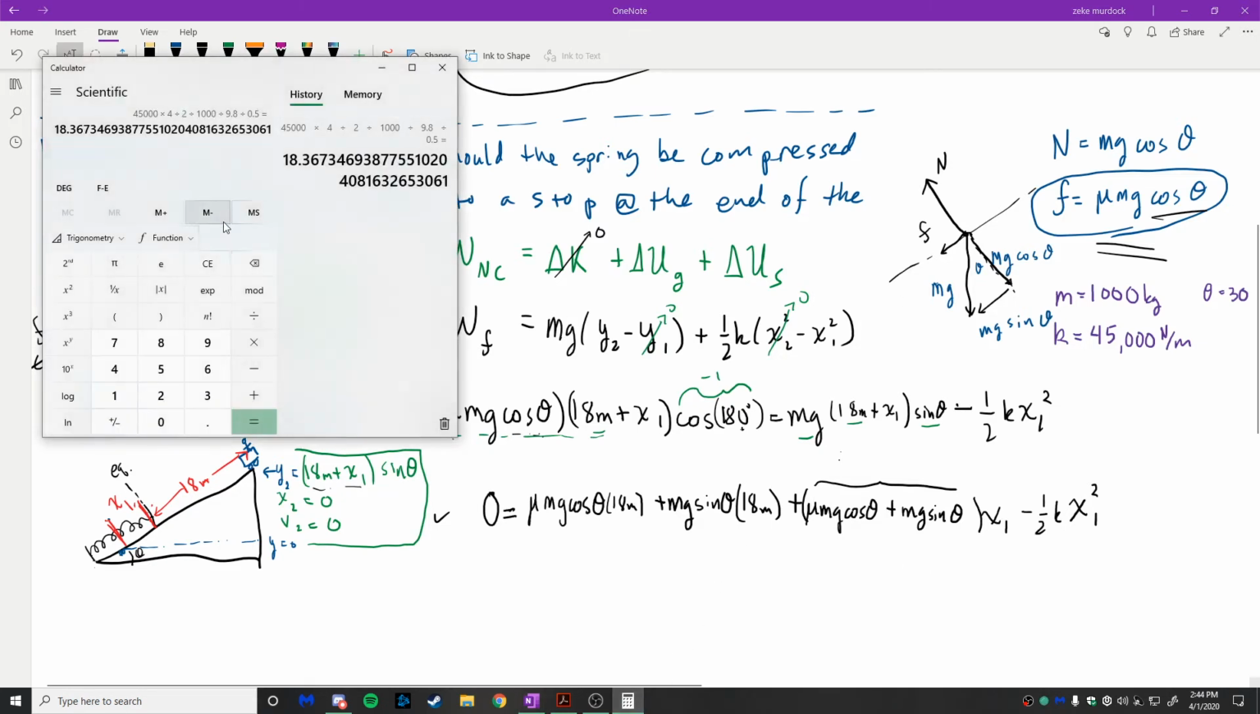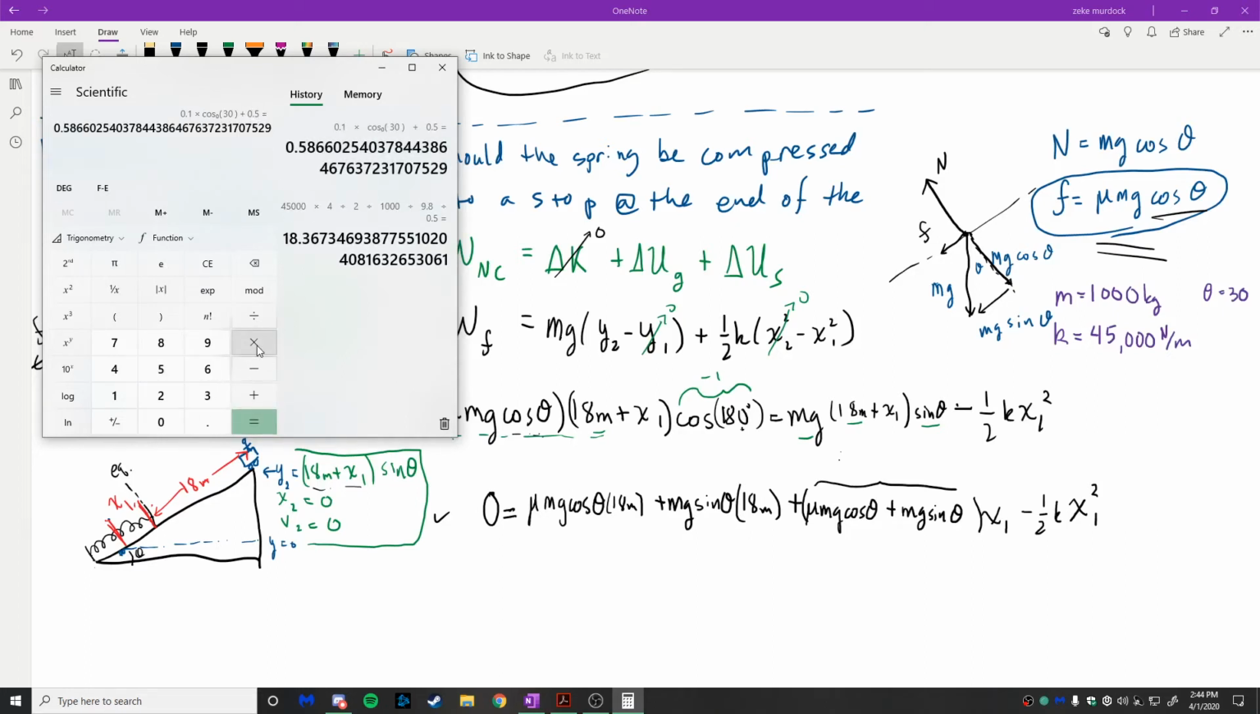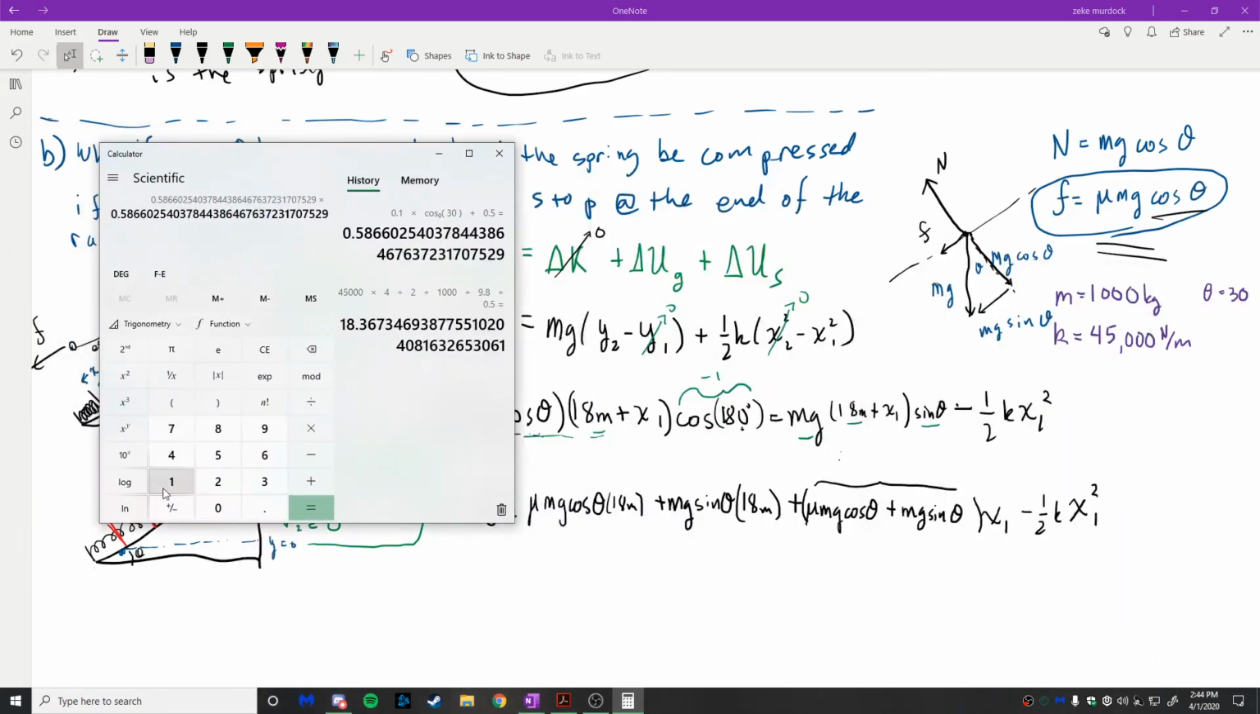I think I can. So we said mu is equal to 0.1. And we're multiplying that times cosine theta. So for that I have to put 30 and then click cos. And we're adding to that sine theta, which is 0.5. And all of that we're multiplying by mg. So what was m? Was it 1,000? Oh, it's 1,000, yeah.